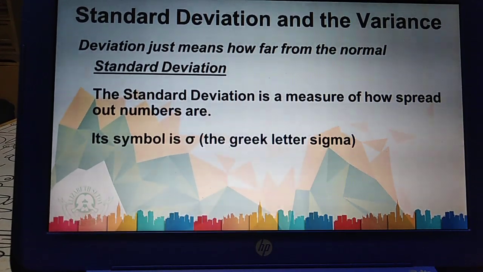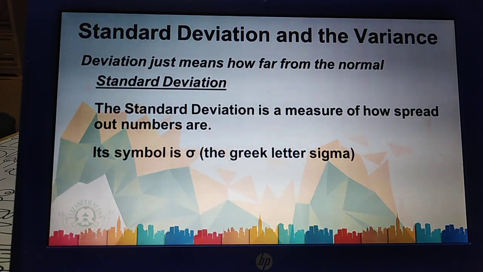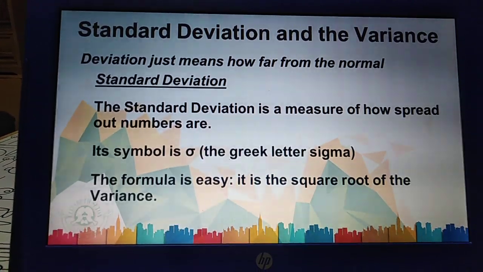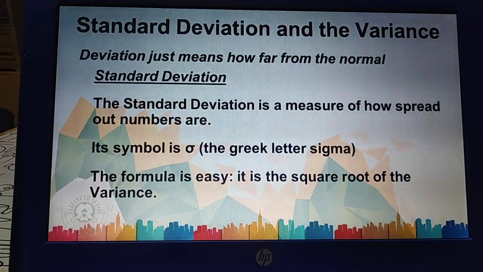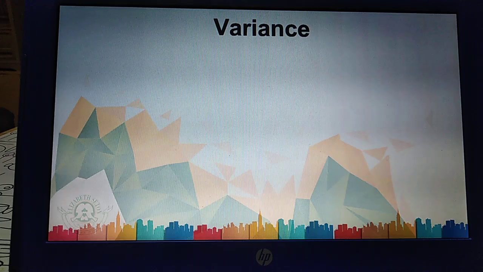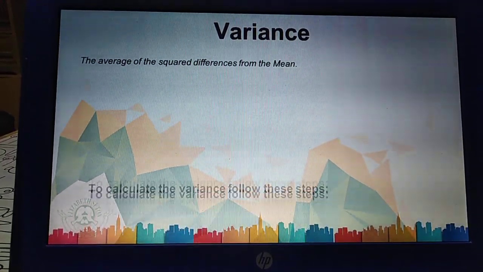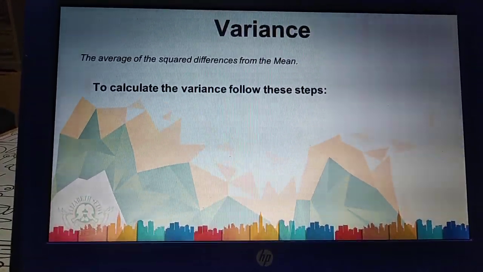We will use the Greek symbol sigma to represent our standard deviation. And the formula is simply the square root of the variance. So our problem now is how we will get the variance. To get the variance, this is the average of the squared differences from the mean. To calculate, you are given the following steps.